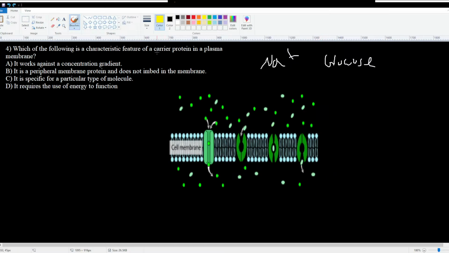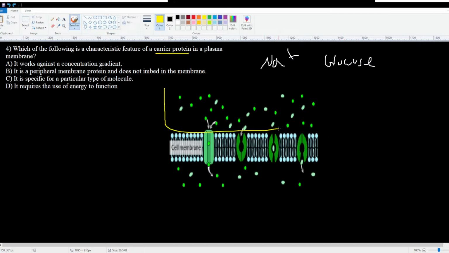So it's important to note that this is a carrier protein, not quite a pump. A pump would be different. So there's a difference between the carrier protein and the pump. The pump is a form of active transport, whereas this is facilitated diffusion. So active transport versus facilitated diffusion: one works against the concentration gradient, one works with the concentration gradient. This one is working with the concentration gradient.